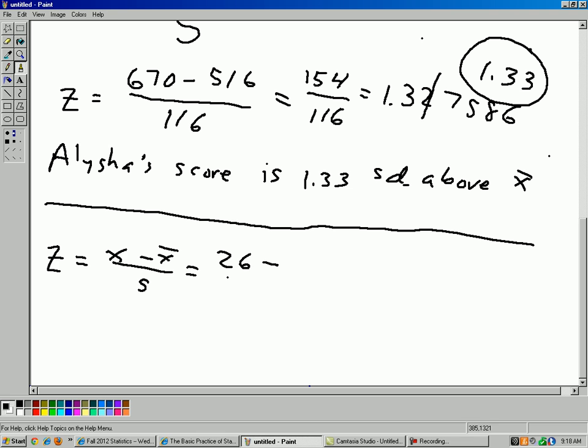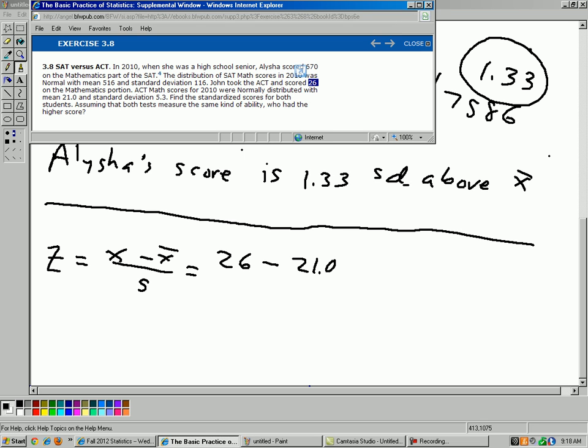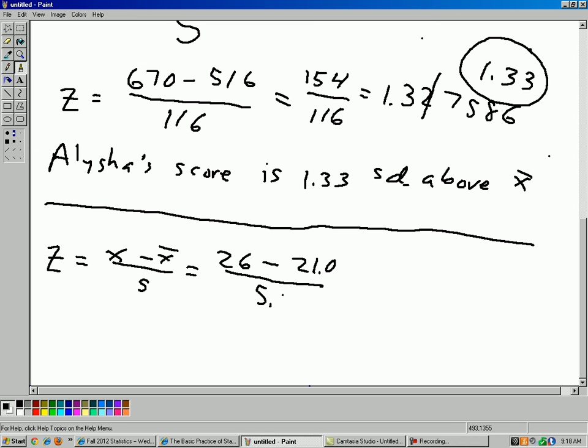And how many points above the mean is that? The mean was 21.0, I believe. Let's double check that here. Yeah, mean was 21.0. Standard deviation 5.3. So divide that by 5.3, and that gives us 5.0 divided by 5.3. So you can see already, if you think of this in terms of a ratio, John's score is a little bit less than one standard deviation above the mean. Now, 5 divided by 5.3 exactly is 0.94, rounded off to 2 digits. Okay, so there's John's z-score.